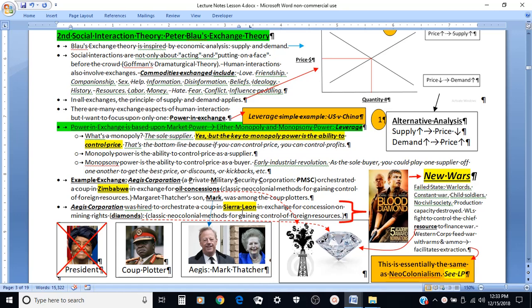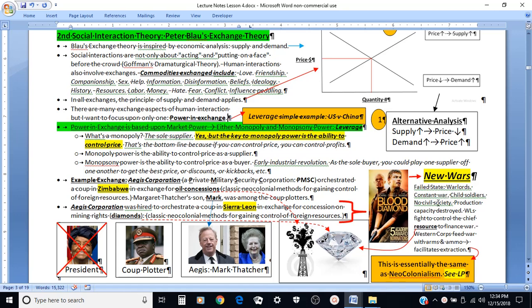Now, this example, actually, there's a movie based upon this, and I'm not one for Hollywood history, but this is not bad. It's called Blood Diamond, starring Leonardo DiCaprio, and it depicts what are commonly known today as the New Wars, right? And Sierra Leone, the conflict over there, can be considered one of these new wars where you have a failed state. You have warlords trying to vie for power, fighting each other. There's constant war. There's use of child soldiers.